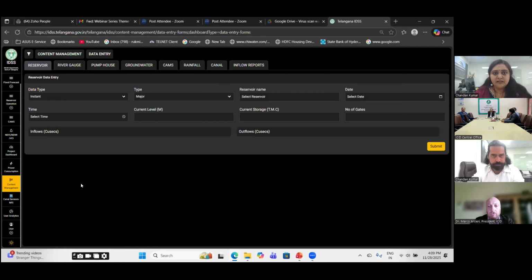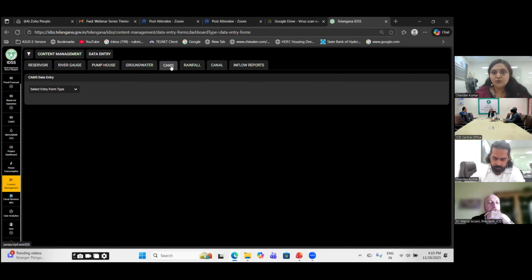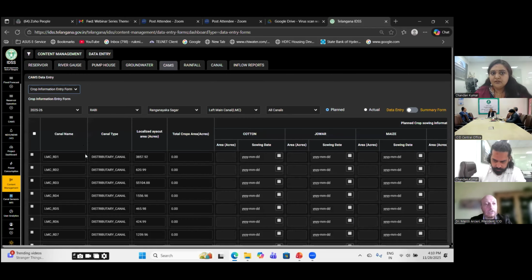Now, coming to the content management, I was explaining to you about the camps. In the camps, we have the farmers who are in the field, and the field engineers. We tell them the amount of water which is going to be released in that particular season. Once they click over there, we can go to the content management and see this crop information entry form. Here, they tell us the type of crop they are going to sow and the sowing date. For example, if it is cotton, jowar or maize, they input the area and the sowing date, and then they submit it.